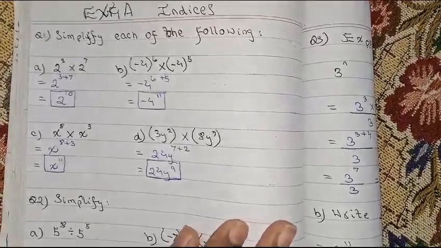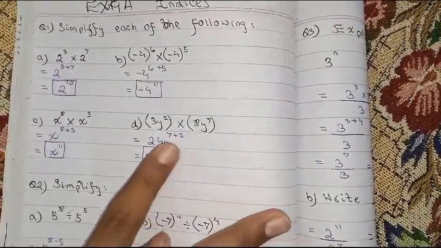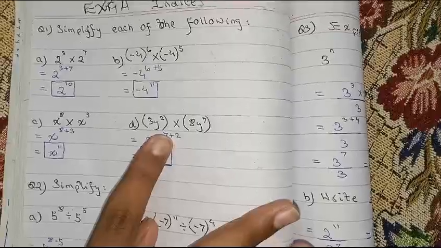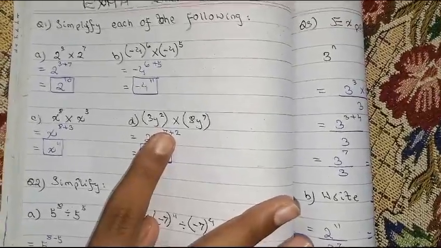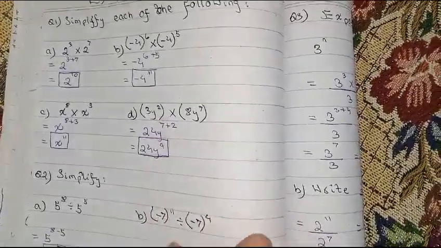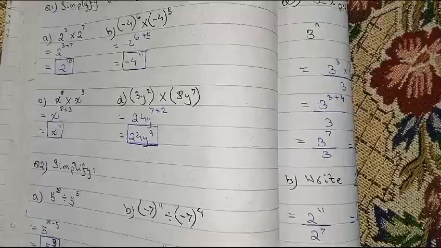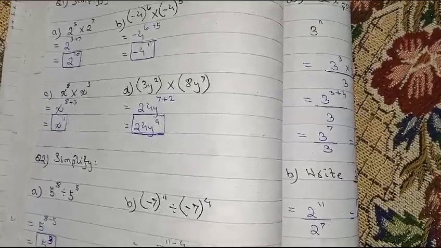So we can multiply the coefficients. 3 times 8 is 24, and the y powers will be added in multiplication. So 2 plus 7 will be 9, 24 y power 9. So these are the very easy questions that we will do today. These are the simplest questions.